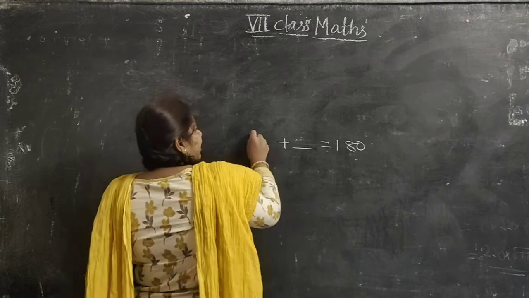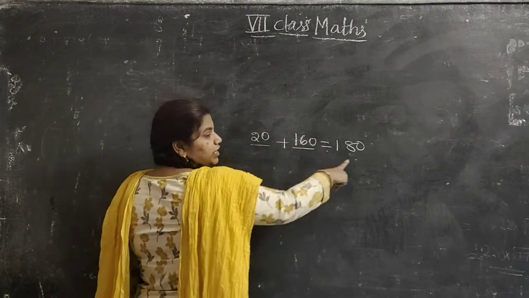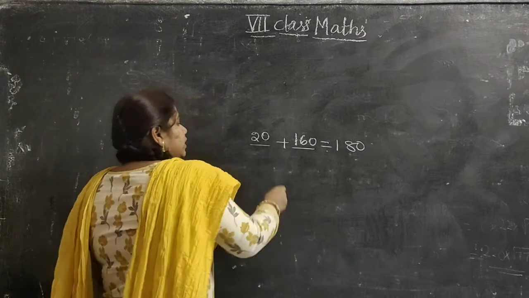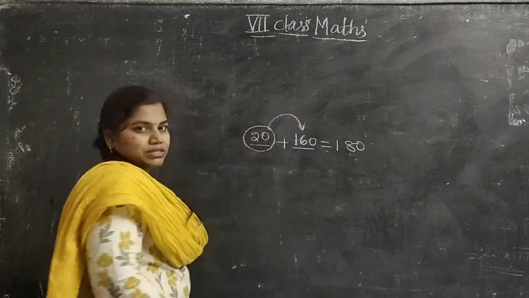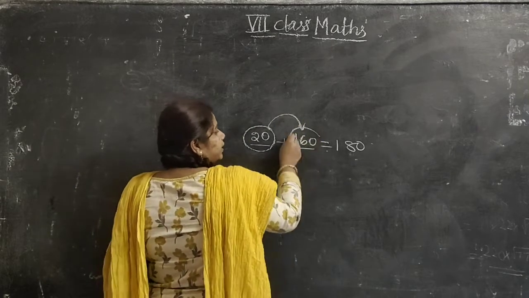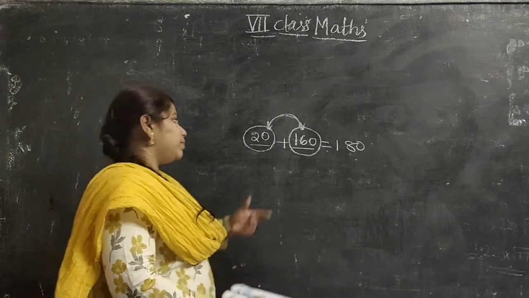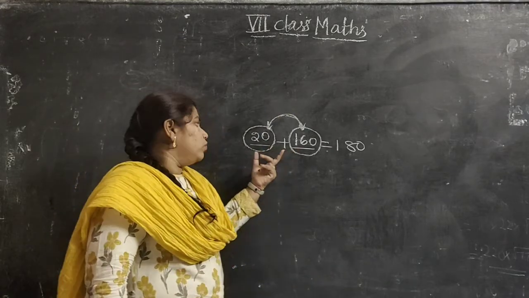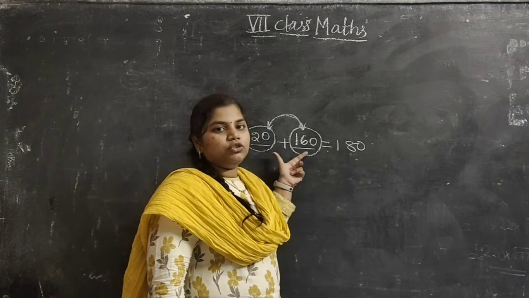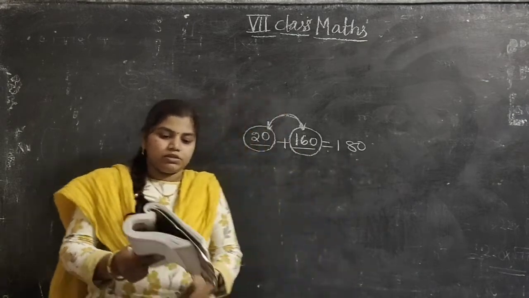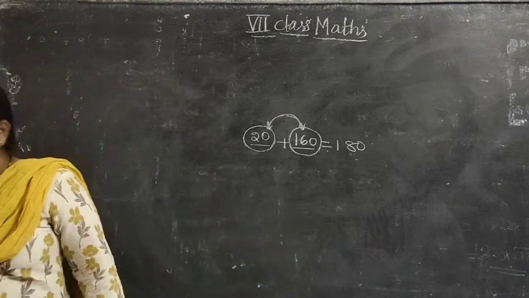You can take the values as 20 and 160. 20 plus 160 is 180. So here the supplement of 20 degrees is 160 degrees, and in the same way the supplementary angle of 160 degrees is 20 degrees. So these two are supplement to each other. Supplementary angles means the sum of two angles should be equal to 180 degrees. On this topic we are going to start our exercise, exercise 3.